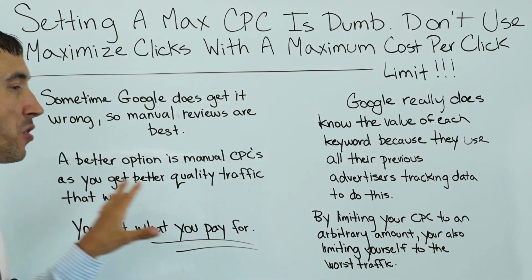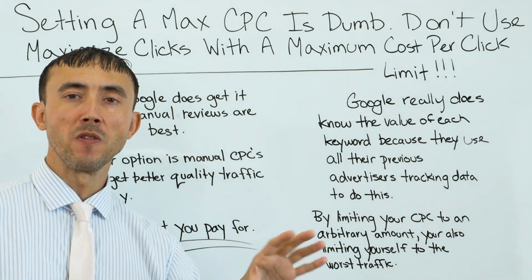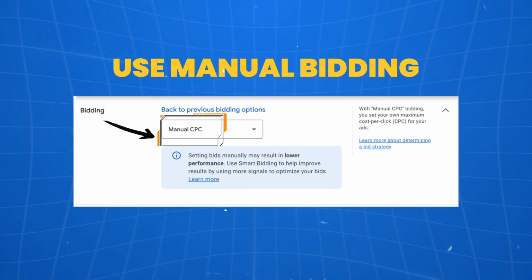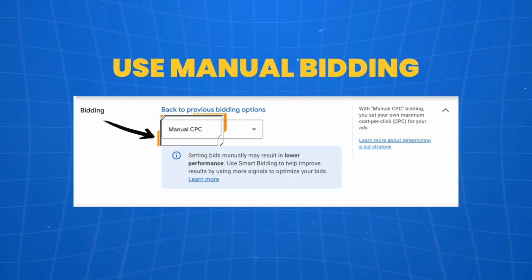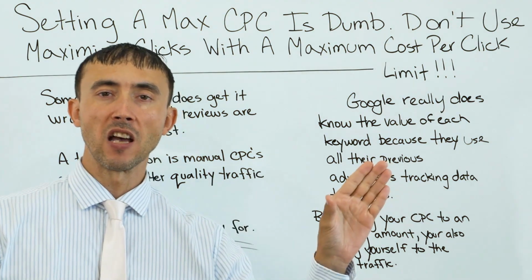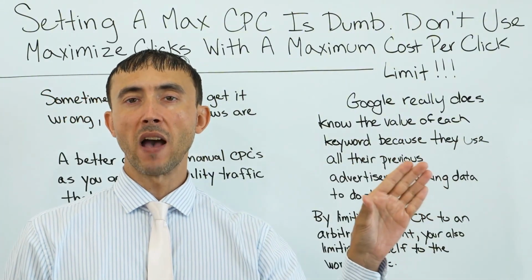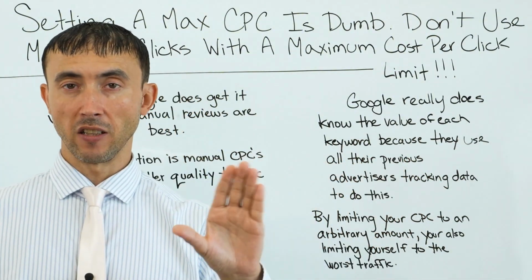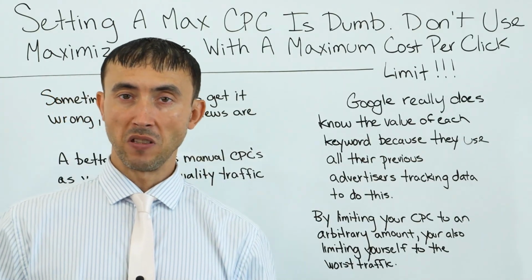Better though option, as I talked about at the very start of this video, for you, instead of using maximize clicks bidding strategy, is to use manual bidding, because manual bidding is going to get you a better quality of traffic than maximize clicks. I get this question all the time. Corey, should I use maximize clicks to start out with, or is maximize clicks better than manual CPC bidding?